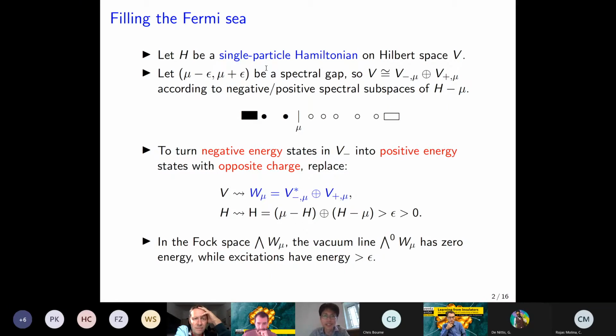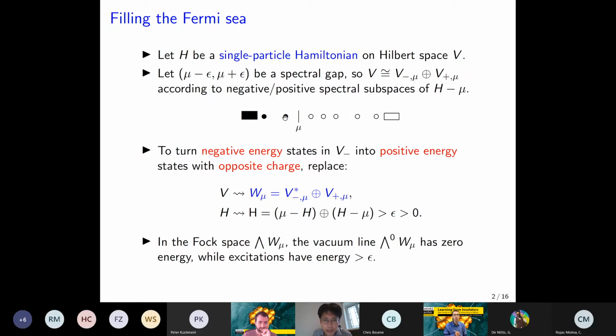So the idea of the Fermi sea is that you've got some single particle Hamiltonian acting on a Hilbert space, and you want to split the Hilbert space into two pieces. So you've got V, the Hilbert space V, with a spectral gap. So let's say there's an interval mu minus epsilon to mu plus epsilon. So mu is the so-called Fermi level. Then your Hilbert space splits into the positive energy parts, which I write as V sub plus mu, and the negative energy parts, which are V sub minus mu. So here's a little picture, and the situation arises when the negative energy states are infinite dimensional.